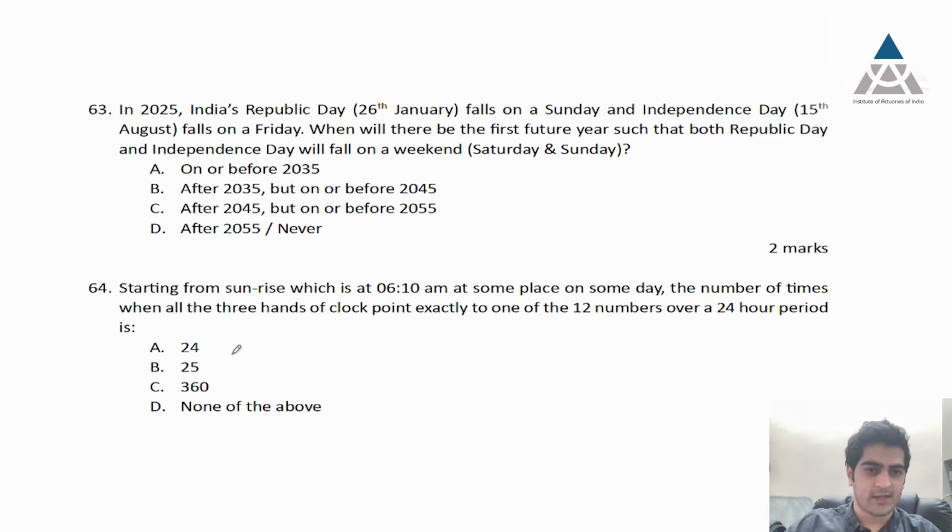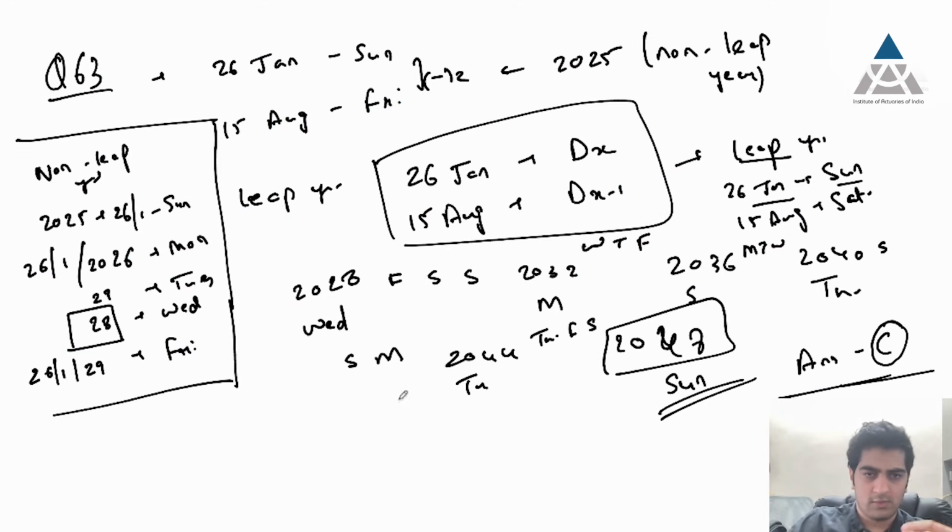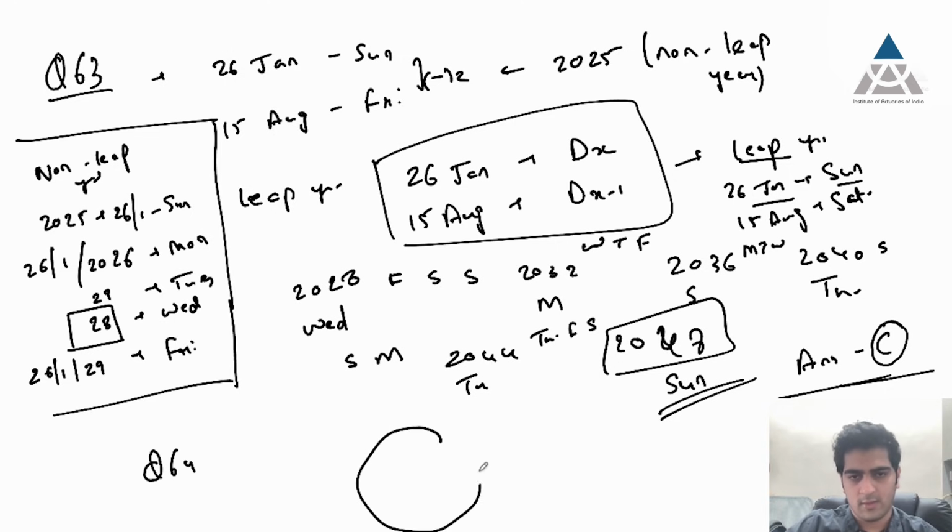We now move to question 64. So it says starting from sunrise, which is at 6:10 a.m. at some place, the number of times when all three hands of a clock point exactly to one of the 12 numbers over a 24-hour period is. Okay, so normally, obviously your clock is something like this. You have 12 numbers, 1, 2, 3, 4, 5, 6, 7, 8, 9, 10, 11, and this is 12, this is 1.